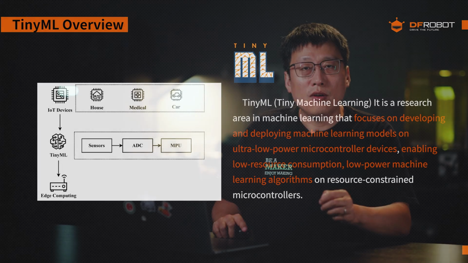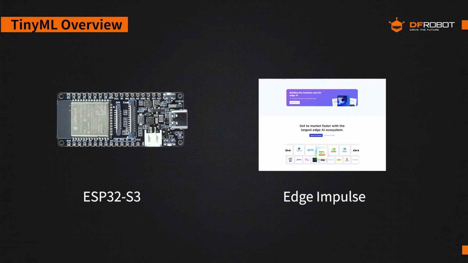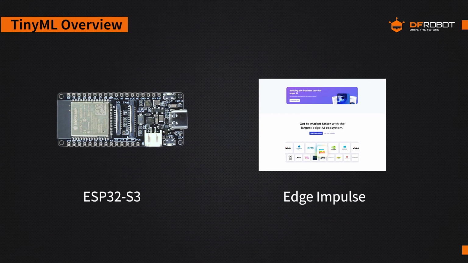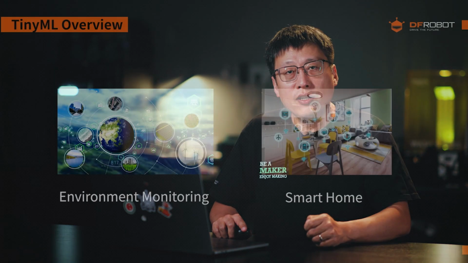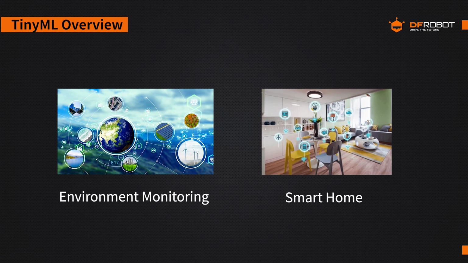Our electronic nose project utilizes an ESP32-S3 chip along with a platform for model training and deployment to precisely detect and classify airborne gas components. This innovative application has significant potential in environmental monitoring and smart home technology.